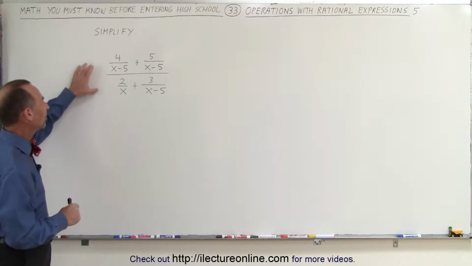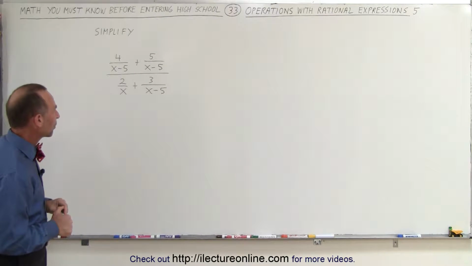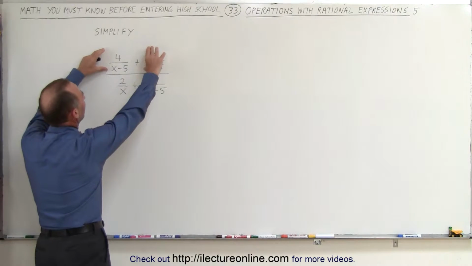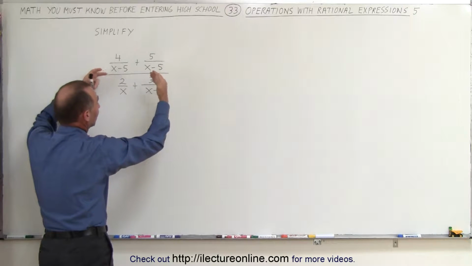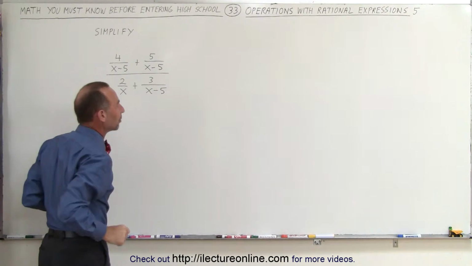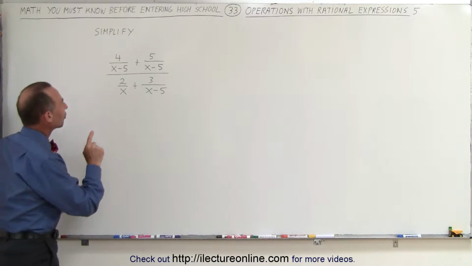Here we have an example where we're going to use the very same technique as the previous video to simplify this rational expression. Notice we have a numerator and a denominator, but in the numerator there are two fractions, or two rational expressions themselves, and in the denominator we have them as well.